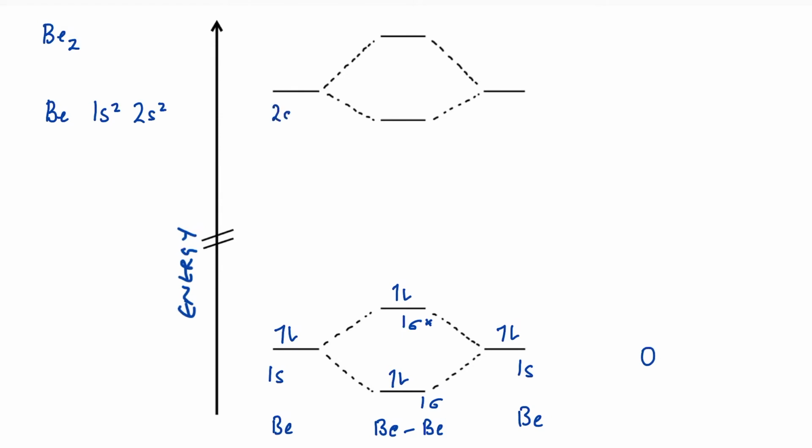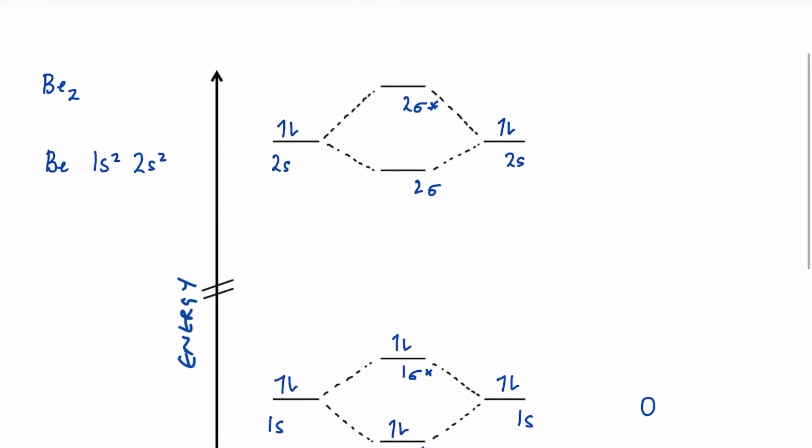And if we look at our 2s in each case, so that would be our 2 sigma bonding and our 2 sigma antibonding. Each 2s has 2 electrons in. So with a beryllium molecule, we would fill both the 2 sigma bonding and the 2 sigma antibonding molecular orbitals. Once again, bond order equals 0. So molecular orbital theory predicts that the beryllium molecule cannot exist because it has a bond order of 0, and this is what we find in practice.